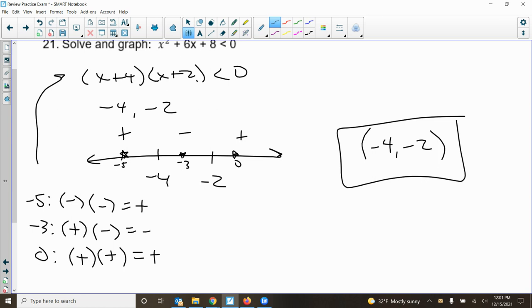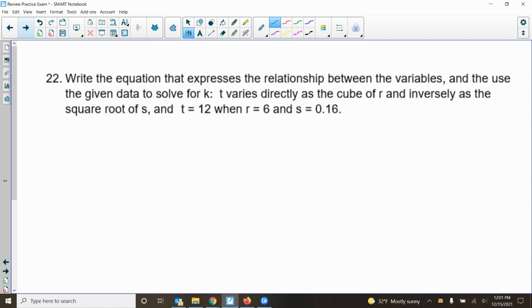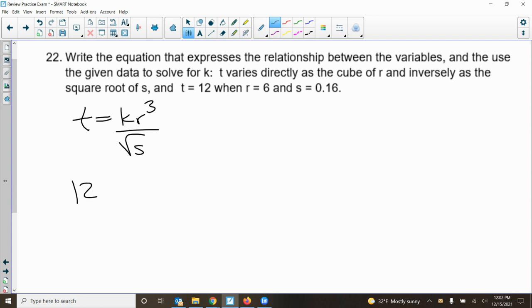Question 21. 22. Write the equation that expresses the relationship between the variables and use the given data to solve for k. T varies directly as the cube of r and inversely as the square root of s. Okay, so that means that t equals k r cubed over the square root of s, where k is some constant. It says t is 12 when r is 6 and s is 0.16.